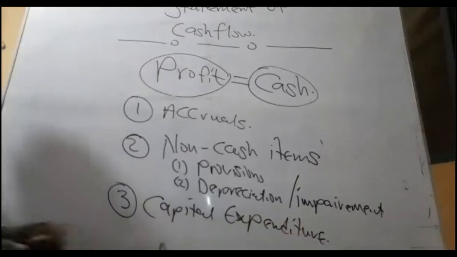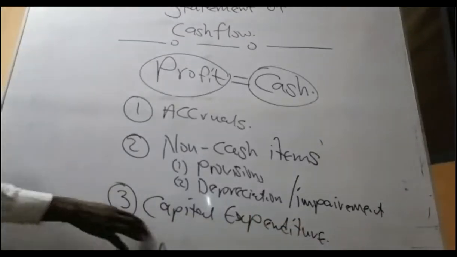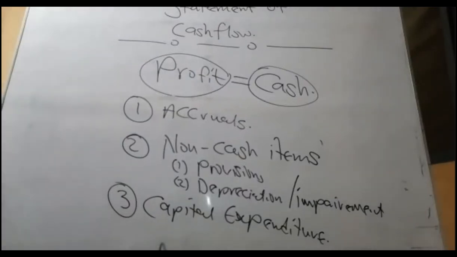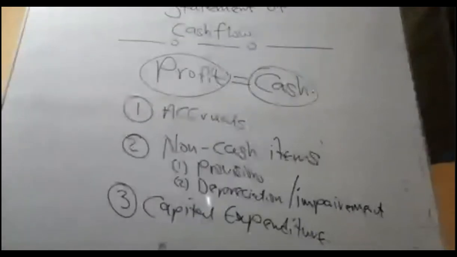Capital expenditure. With capital expenditure, if you buy assets, cash will be reduced, but profit will still be the same, because in the profit and loss or the comprehensive income, assets are not recorded there. So the profit will still be the same, but your cash will be reduced. So it will definitely cause a difference between profit and cash.